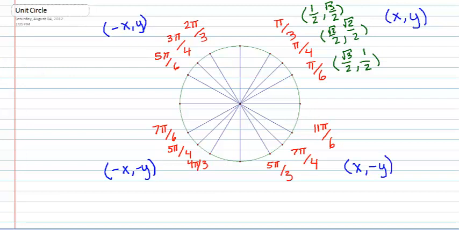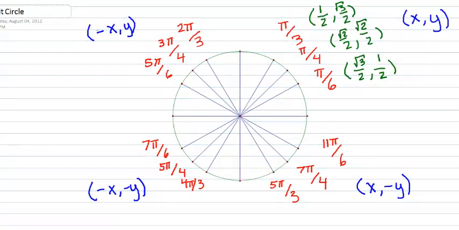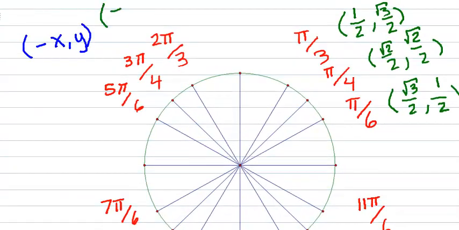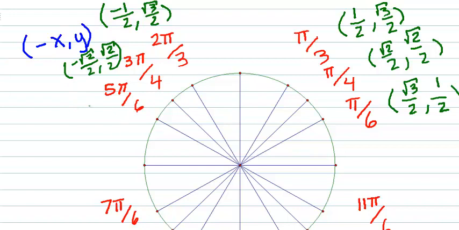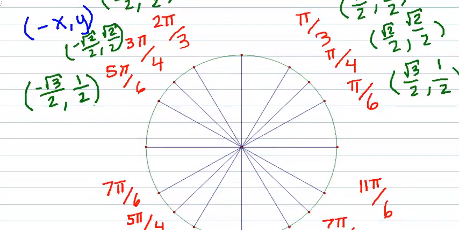Okay? So copying this over, if you look at the denominator, you just copy that point. So 2 pi over 3 will copy down the pi over 3, but just make sure that your x is negative. So this is going to be negative 1 over 2, root 3 over 2. 3 pi over 4 will copy pi over 4, so it's going to be negative root 2 over 2, root 2 over 2. And then 5 pi over 6 will copy down the 6, so it's negative root 3 over 2, 1/2. There you go.